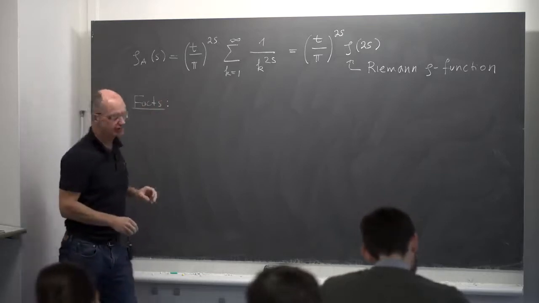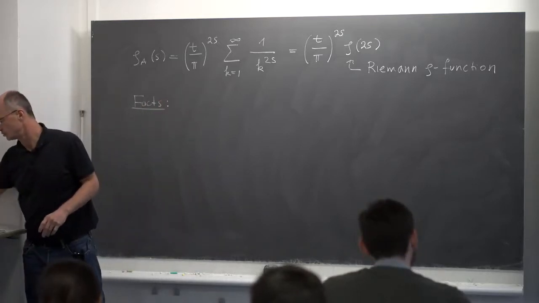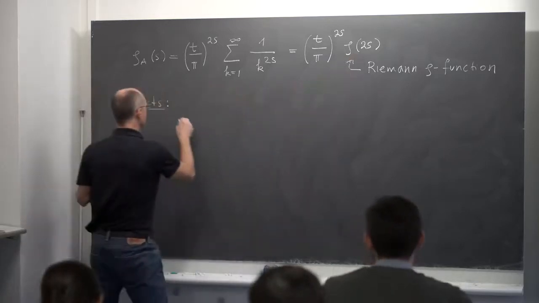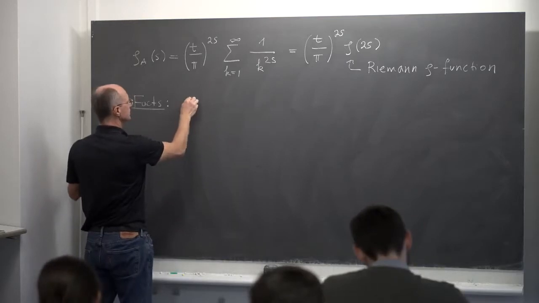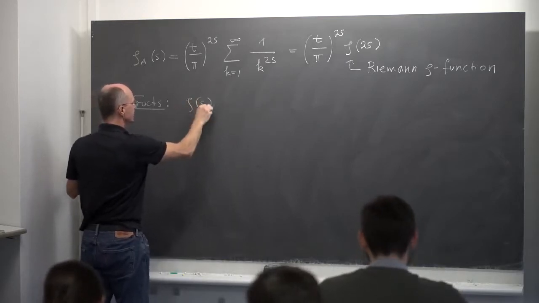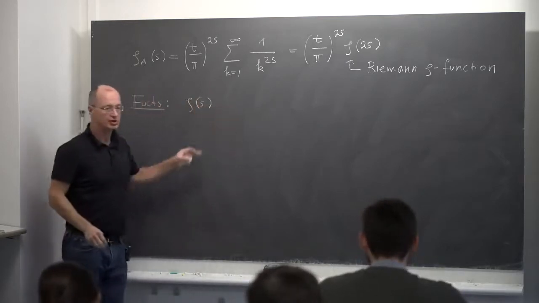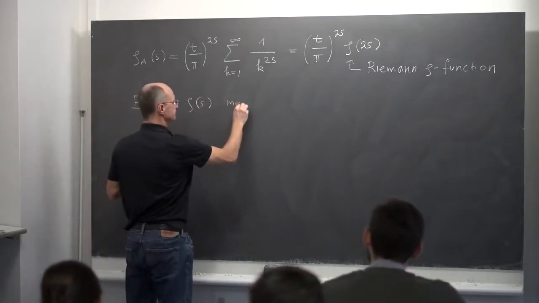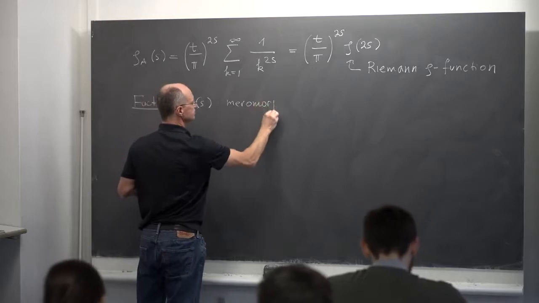So let me recall, or let me tell you, that the Riemann zeta function, zeta of s, is actually meromorphic on the whole complex plane.